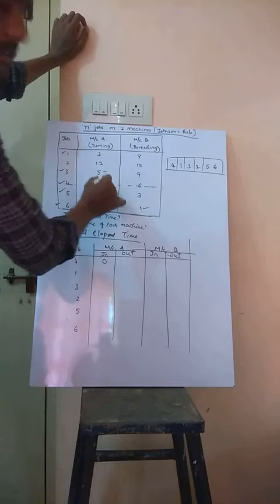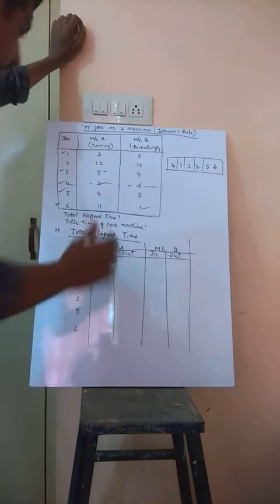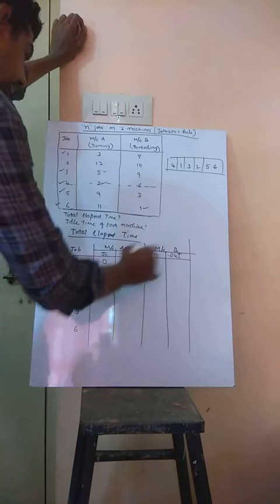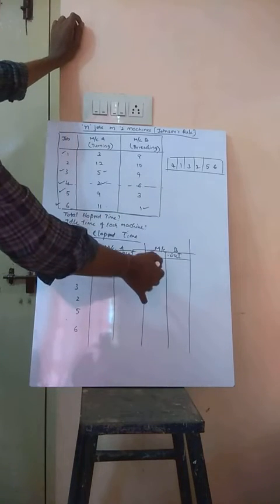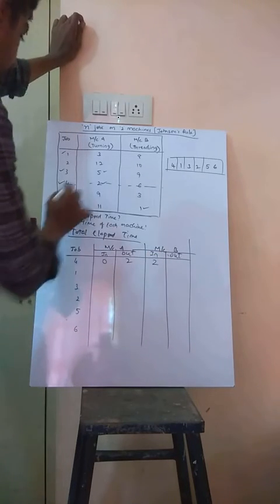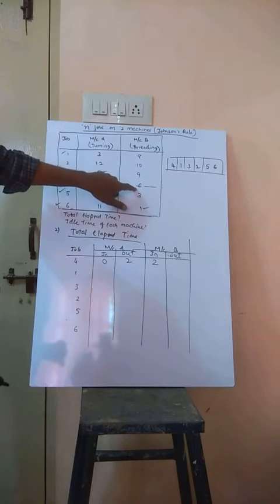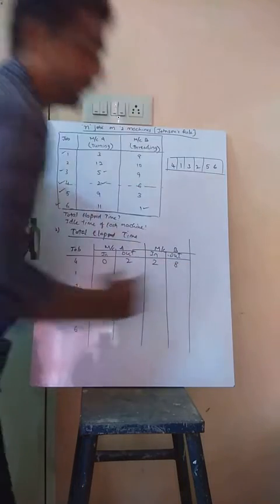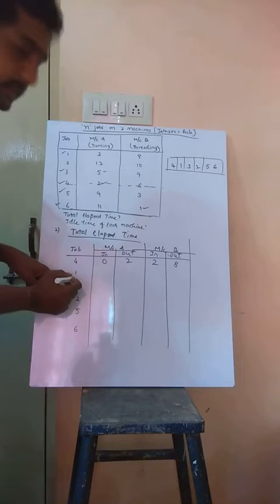That 2 may be in hours, or minutes, or seconds also. 0 plus 2 is 2. And the same 2 must be taken as the in time on machine B for the 4th job. For the 4th job, the processing time on machine B is 6. This must be added to this 2. That is 2 plus 6, it is 8.